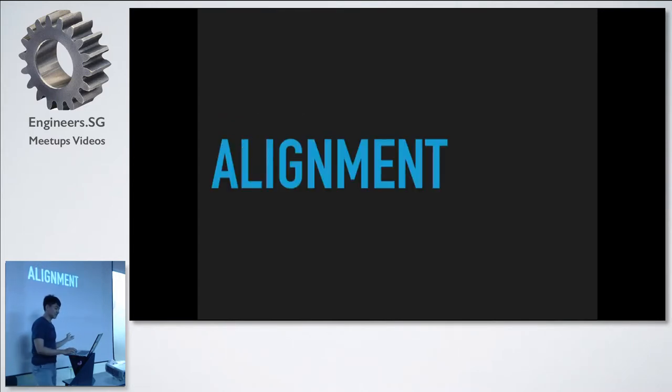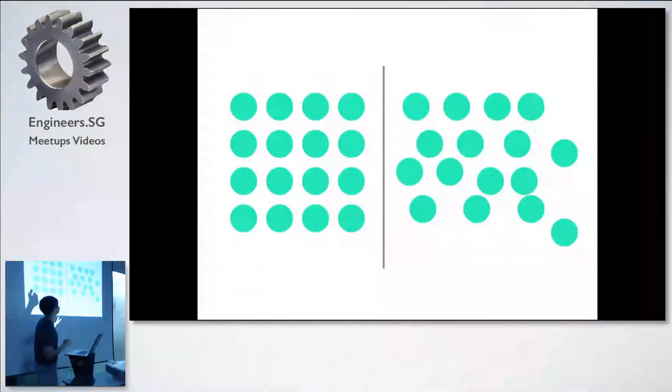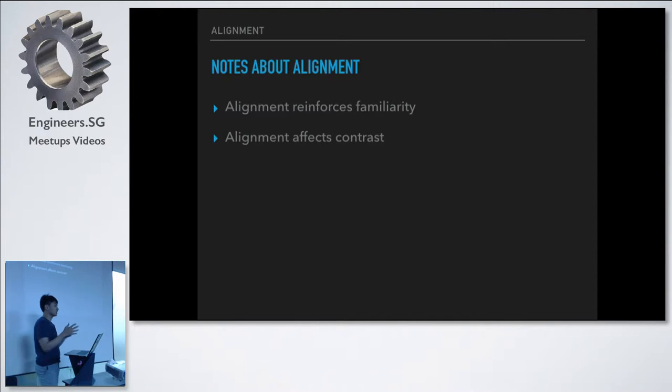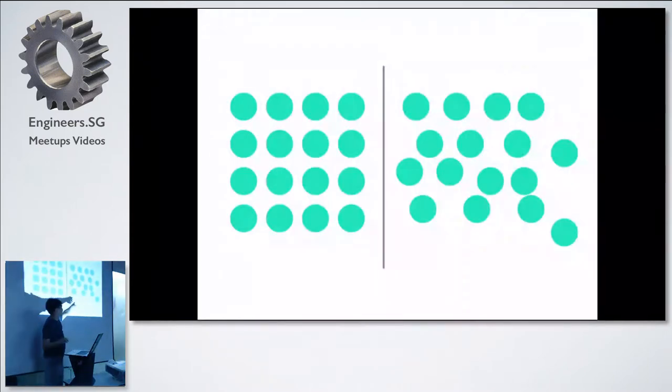The third principle is alignment. Alignment is pretty easy to explain, because if you just take a look at this image, it speaks everything about alignment. On the left is very neatly aligned, on the right is just messy. Alignment reinforces familiarity that's provided by repetition. If you take a look at this again, it's repeated anyway, right? But you feel better with this one because it's more orderly. And we kind of need order in our lives.